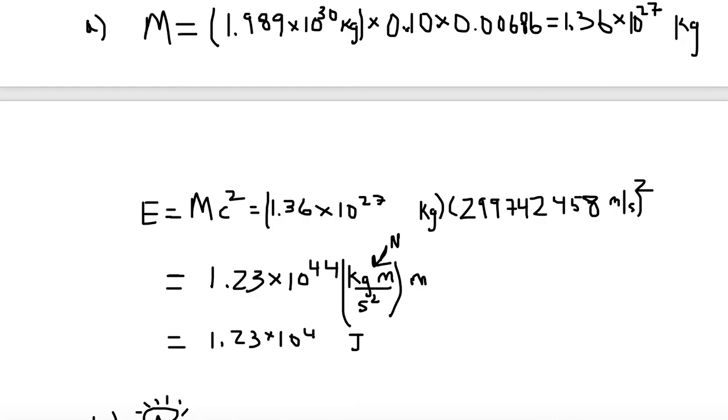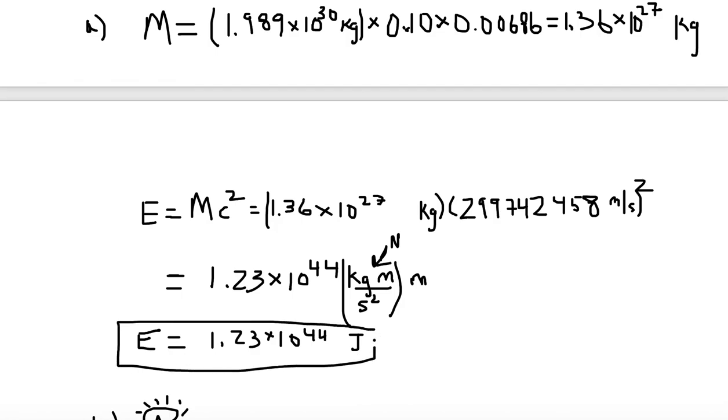Now this 10 to the 44th is quite excessive. That's a lot of energy that's being released by the sun or available to be released by the sun over its main sequence lifetime. And the units worked out to joules, so likely my math also worked out.